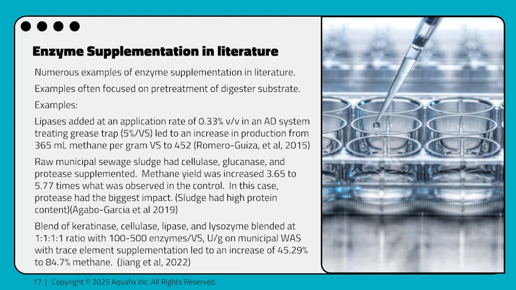Now, the first one is using a single enzyme to break down a relatively simple substrate, which is grease in a grease trap. The other 2 are using blends of enzymes targeted towards what people already knew was in the waste substrate. In all these cases, people were observing a substantial increase in biogas. In the first study, it was around 30%. In the second study, we're talking about 3.65 to 5.77 times, so a massive increase.